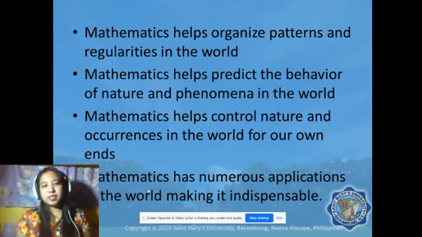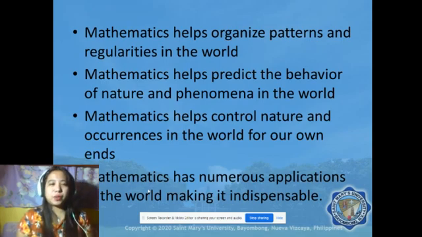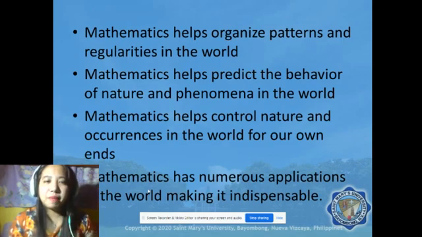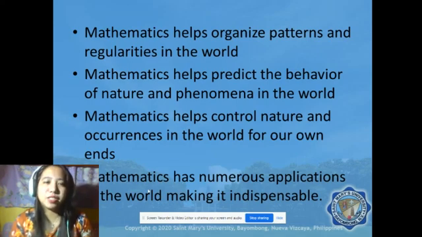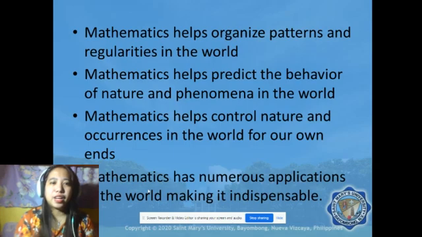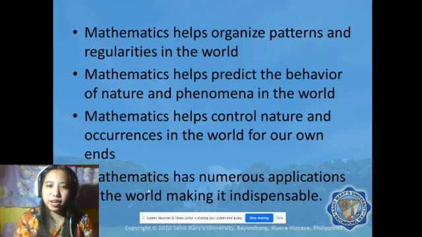And some other things that we also need to consider by saying that mathematics is in our world is that mathematics helps organize patterns and regularities in the world. Mathematics helps predict the behavior of nature and phenomena in the world. It helps control nature and occurrences in our world for our own ends. And it has numerous applications in the world, making it indispensable.